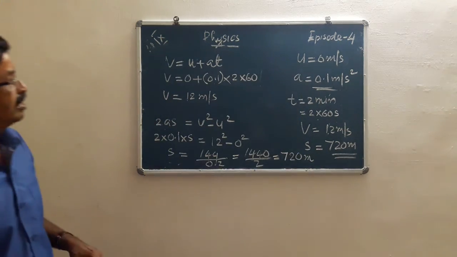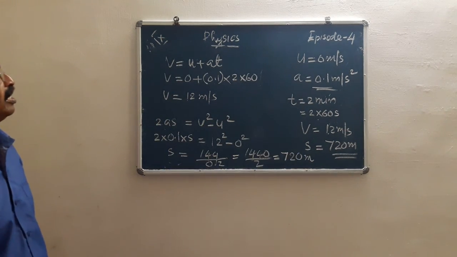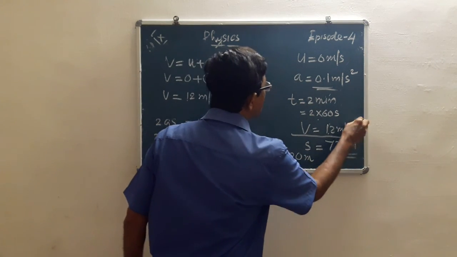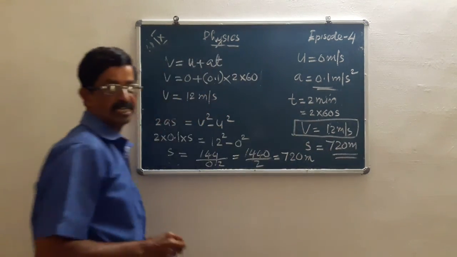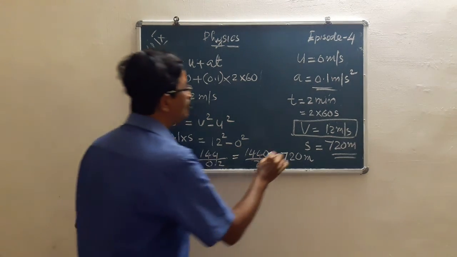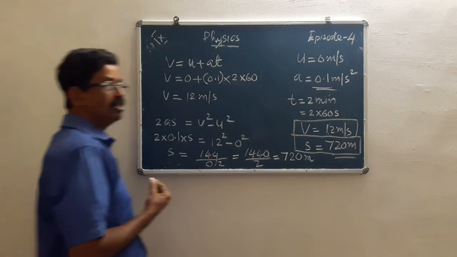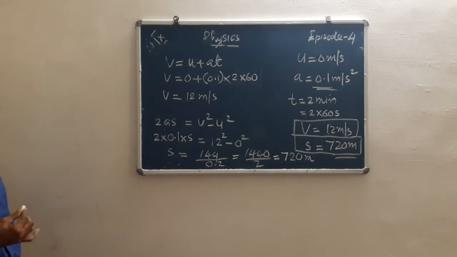So we got the results. v is equal to how much? 12 meter per second. And also we got how much distance it traveled: it traveled a distance of 720 meter.